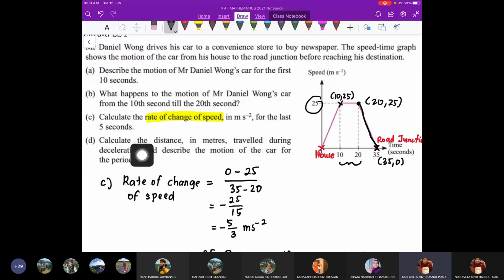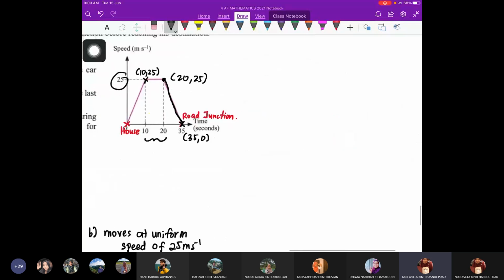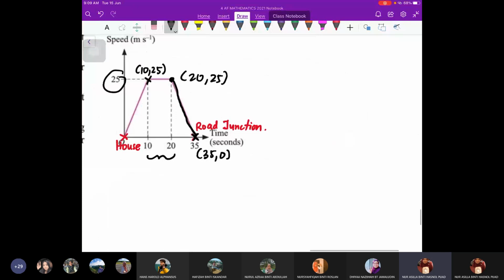Okay, last. Calculate the distance. It wants the distance in meters. No problem because the speed is also given in meter per second. Travel during deceleration and describe the motion of the car for the period. So it wants how far it travels while decelerating. So take only the part that decelerates. Don't take more than that. Only this. So distance.